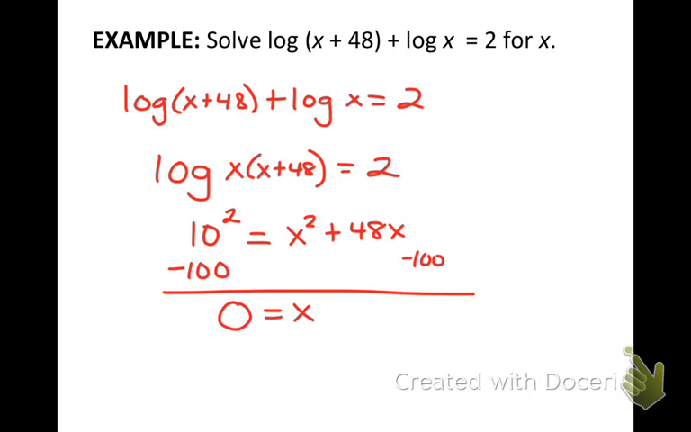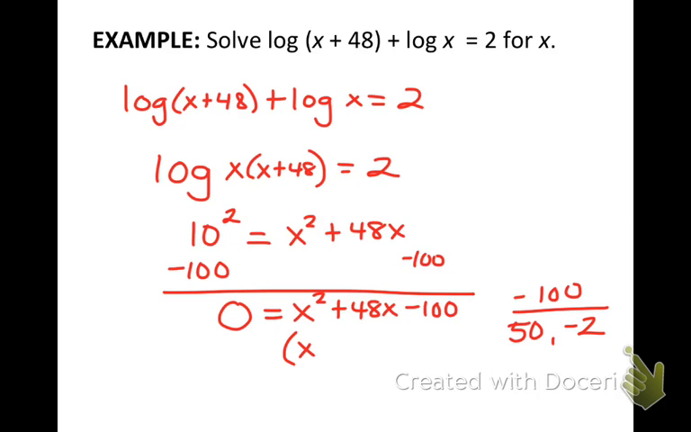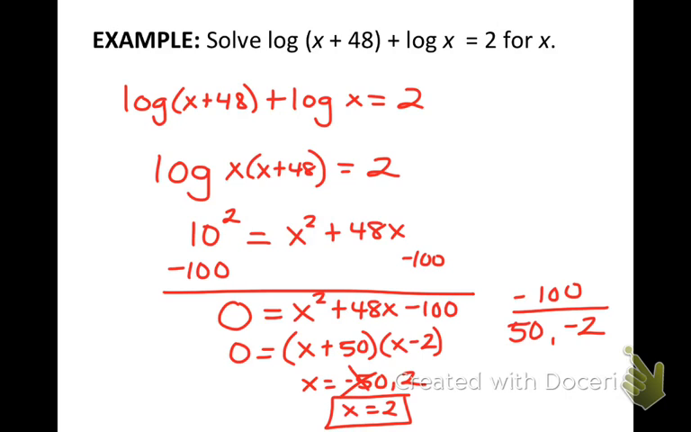So then we get the quadratic, x squared plus 48x minus 100. Is that factorable? Yeah. Factors of negative 100 to get you to positive 48: 50 and negative 2. Perfect. Which means my factored form would be x plus 50, x minus 2 equals 0. My two solutions are negative 50 and positive 2. Don't like that negative 50, so we're just going to go with the positive 2.